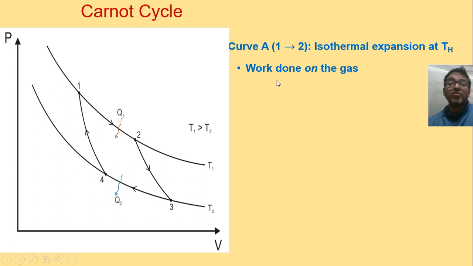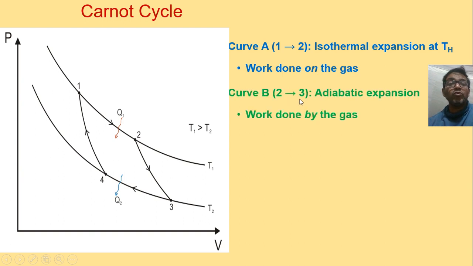At TH, I told you it is work done on the gas, right? And similarly, curve B, 2 to 3, that is adiabatic expansion. So this is work done by the gas. There is also some work done, and that is adiabatic because it is in a real case, a real gas. So it is adiabatic. Adiabatic means 2 to 3.